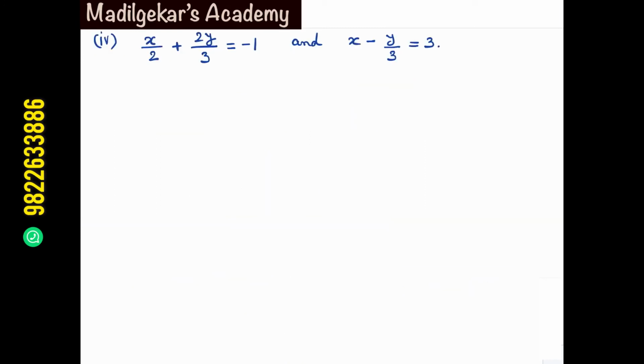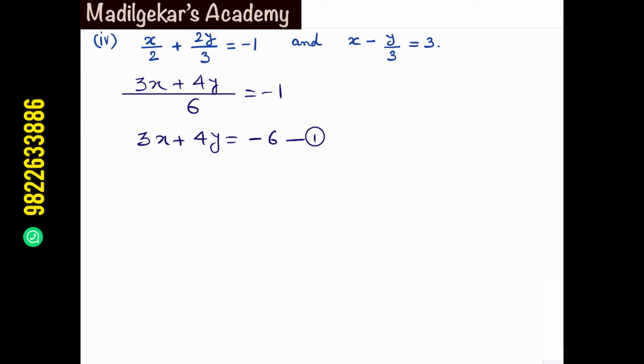In fourth bit, two equations. The terms in the given equations are in fractions. So let us first simplify them and convert them into ax plus by equals to c form. So from the first equation, if we take LCM 6, then equation becomes 3x plus 4y equals to minus 1. That is 3x plus 4y equal to minus 6. Let this be equation 1.